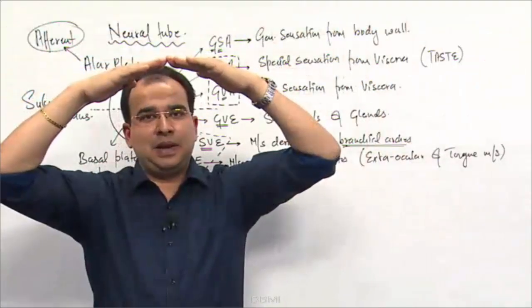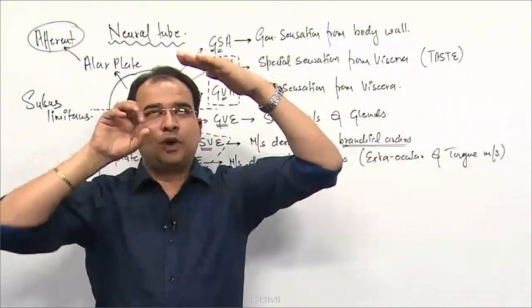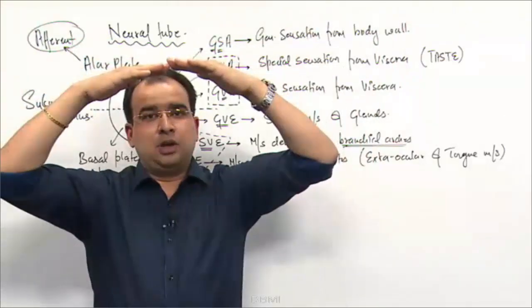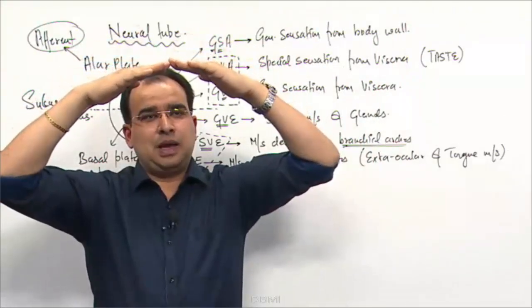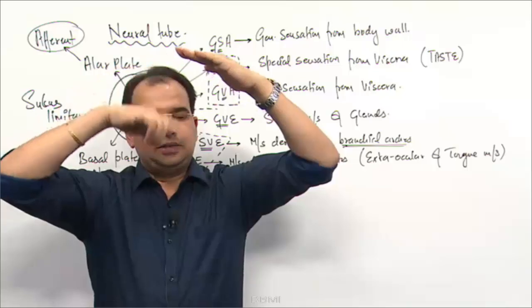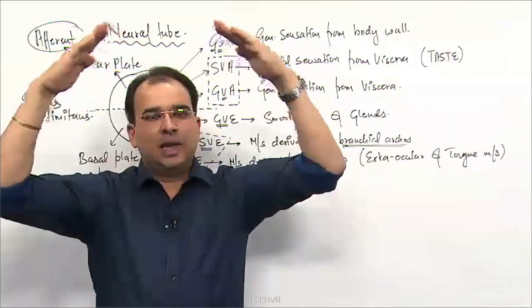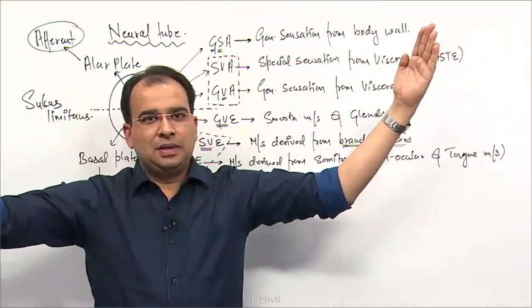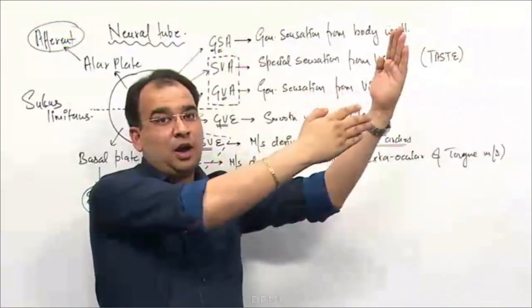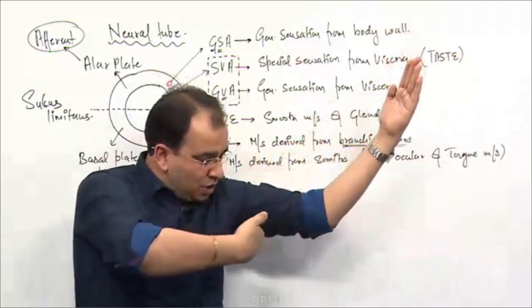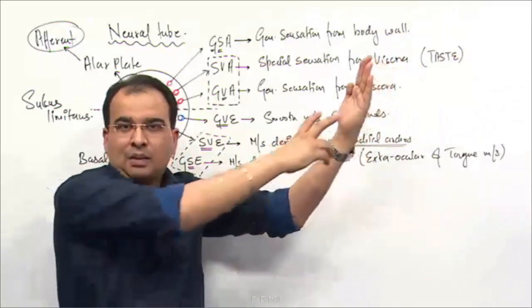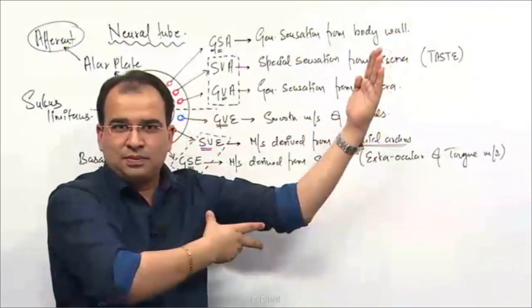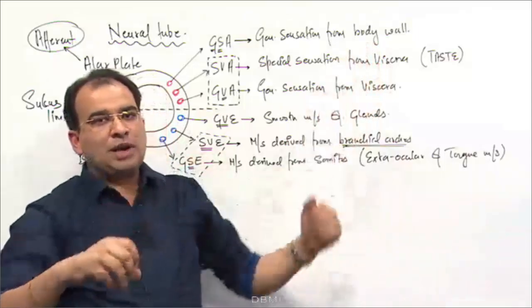Now look at this. This alar and basal plate is forming the neural tube, and the neural tube is forming this brainstem. And when the brainstem is formed, and there is a fourth ventricle accommodated inside, the alar plate will be stretched to the lateral side, which tells me that my sensory nuclei are now shifted toward the lateral side, and my motor nuclei are toward the medial side. Alar plate is sensory, basal plate is motor.